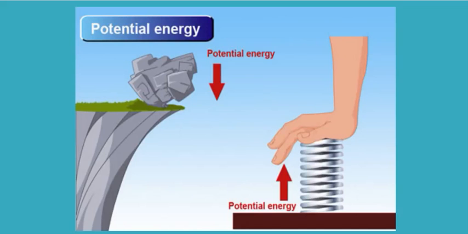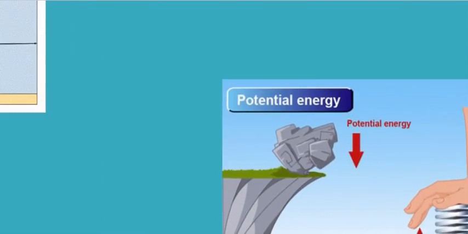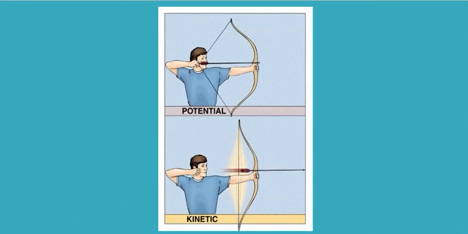Here again we have the picture of the spring. As soon as that person lets their hand go, that energy will be released and you will see kinetic energy. Here we have an archer with a bow and arrow. As he has that bow pulled back, he's storing that energy. It's potential energy. The second he lets go, that arrow will release the energy as kinetic energy.